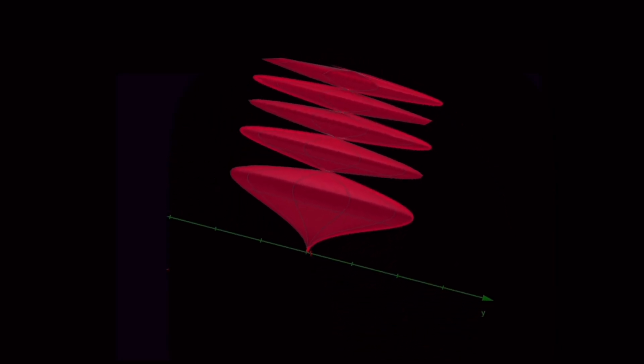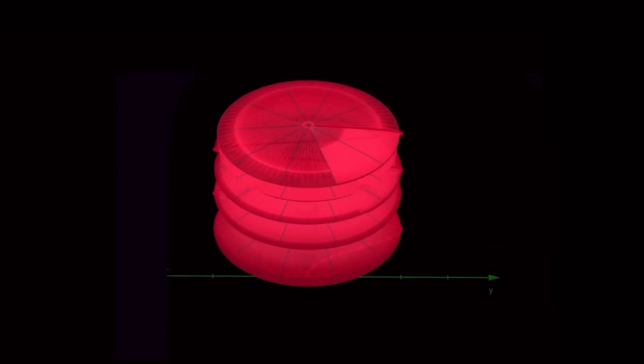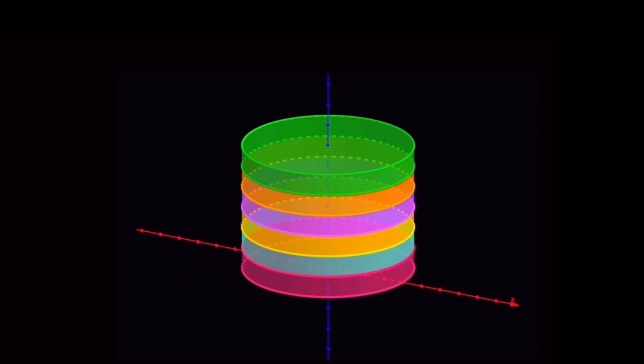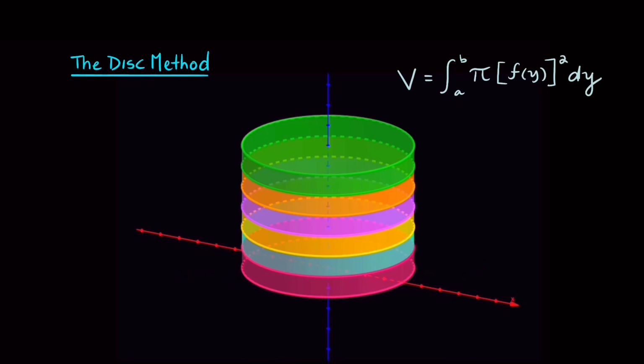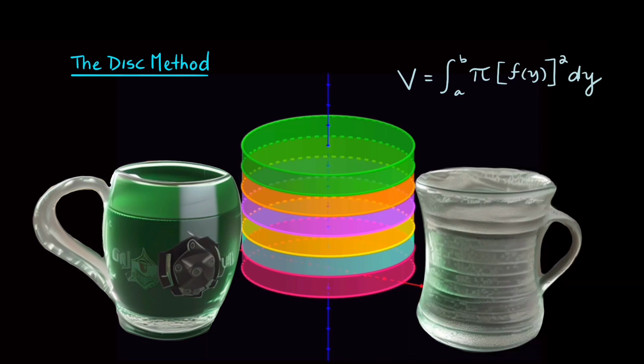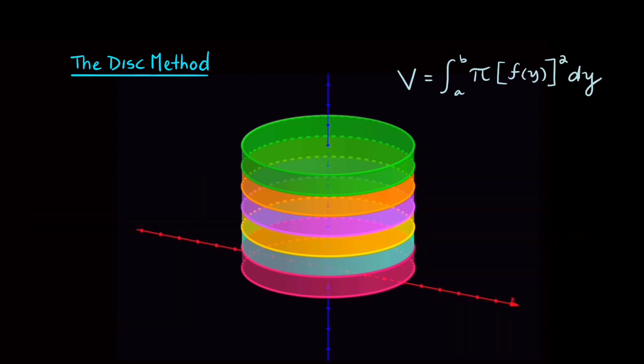So this method will be perfect for us to generate the volumes and the solids that represent the cups of coffee in our problem. And the radius will be given by a function with respect to y, and we will integrate along the y-axis. The disk method being given by volume is equal to the integral from a to b of pi times the function f of y squared dy. So let's unpack this idea just a little bit.